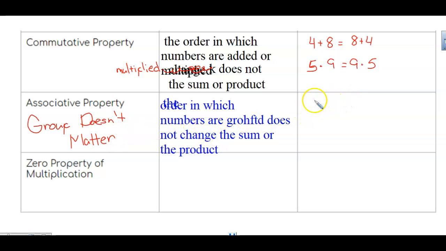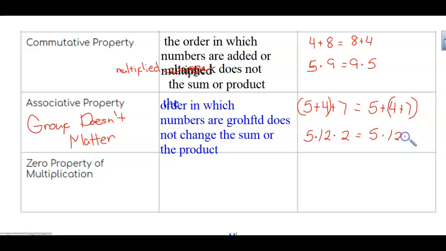Okay? So this one would look like 5 plus 4 plus 7. Okay? 5 plus 4 plus 7. So let's say I put 5 plus 4 in parentheses. It's not going to change my answer, my sum, if I put 4 plus 7 in parentheses. Same thing happens with 5 times 12 times 2. And 5 times 12 times 2. Okay, because it's all multiplication, it doesn't matter if I do 5 times 12 or if I do 12 times 2 first.